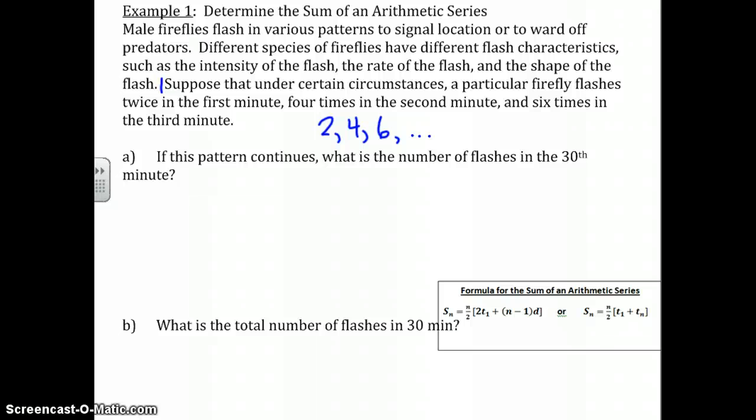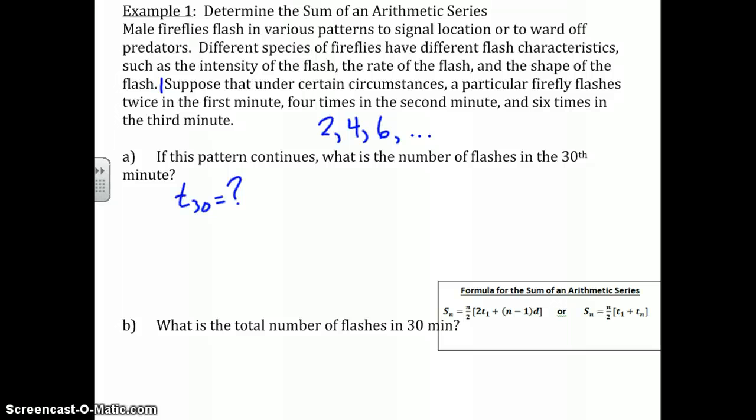Okay, so before we get excited and go, okay, let's use one of those new formulas, does this require a new formula? Well, it's asking for what is the number of flashes in the 30th minute. What that's actually asking for is what's the 30th term in our sequence. So this isn't adding them up. This is just looking for what the 30th term is. So T30 is what we're looking for.